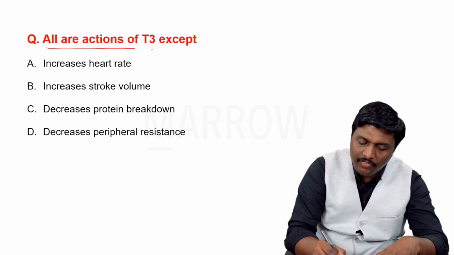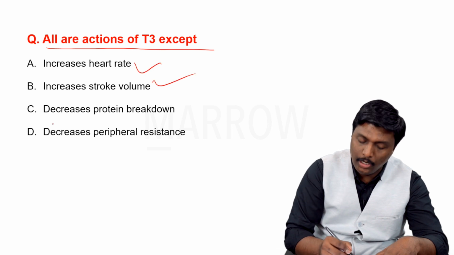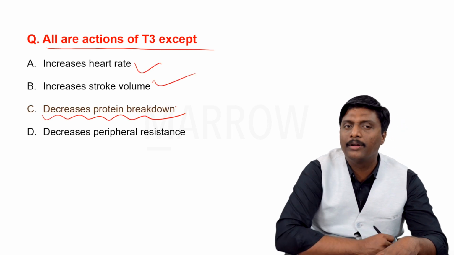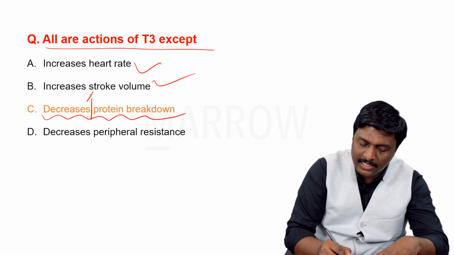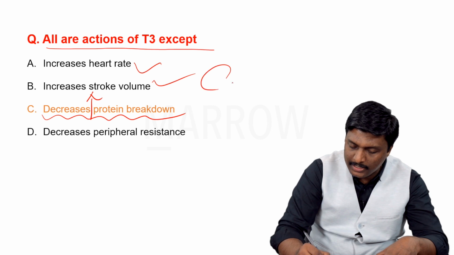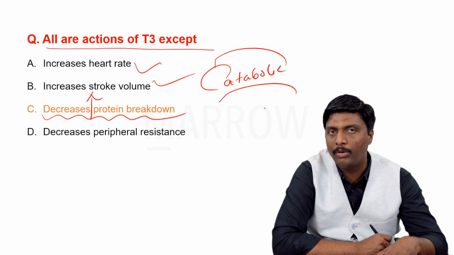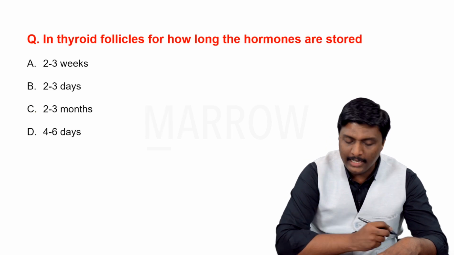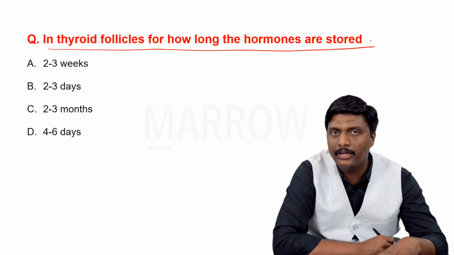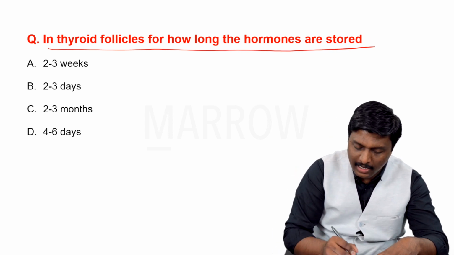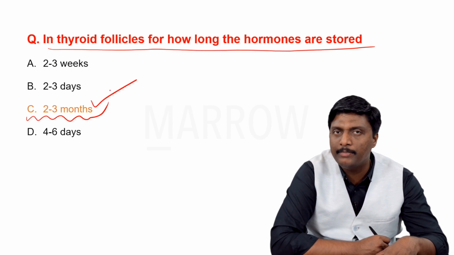All are actions of T3 except increase heart rate, increase stroke volume, decreases protein breakdown. The best answer, it should not be decrease in protein breakdown, it increases protein breakdown. The best thing you must remember is thyroid hormone is called as major catabolic hormone of human body. In thyroid follicles, for how long the hormones are stored? Not days, not weeks, it is months. What I told you, it is 2 to 3 months. Very important MCQ.